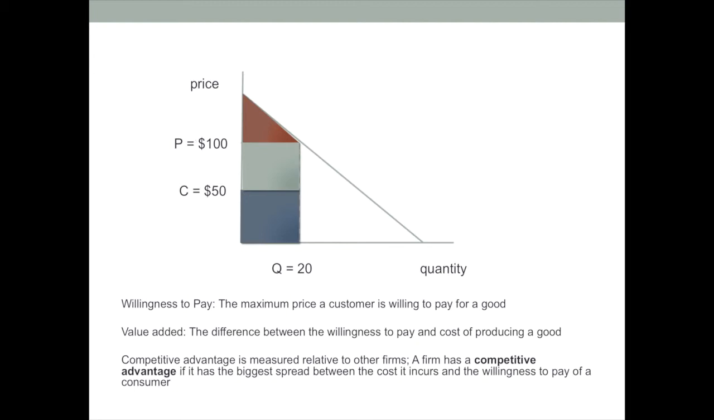So there you have it. Even if the economic logic is still a little fuzzy in your head, you have just learned the secret of competitive advantage. Essentially, you have to either lower your costs or make your product more attractive to consumers and increase the price that they're willing to pay for it.